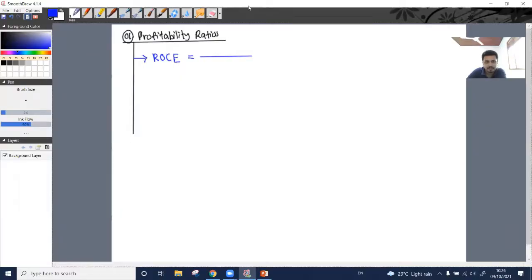So here, in the numerator we consider profit before interest and tax. What should be in the denominator? Capital employed. If we need to present this as a percentage, we need to multiply this by 100. Profit before interest and tax over capital employed.